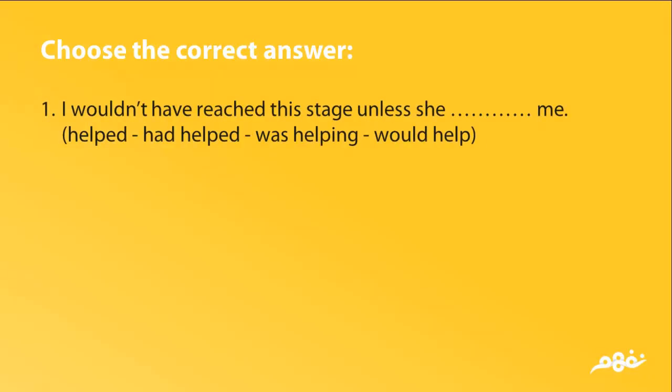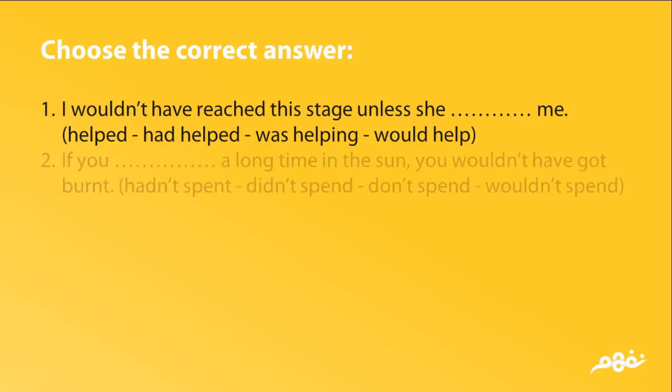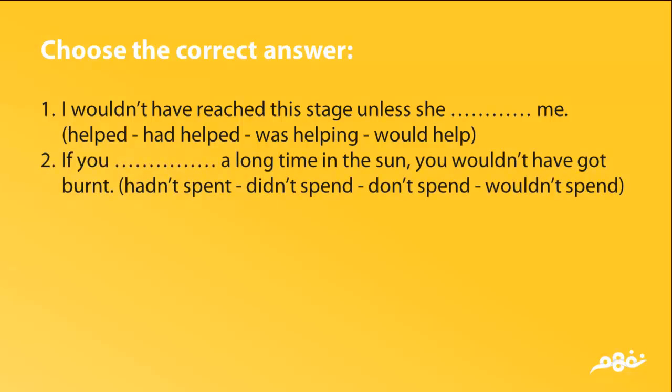Now, choose the correct answer. I wouldn't have reached this stage unless she helped, had helped, was helping, or would help me. If you hadn't spent, didn't spend, don't spend, or wouldn't spend a long time in the sun, you wouldn't have got burned.